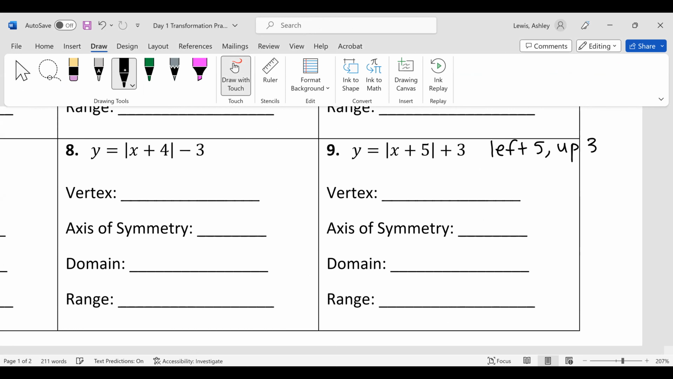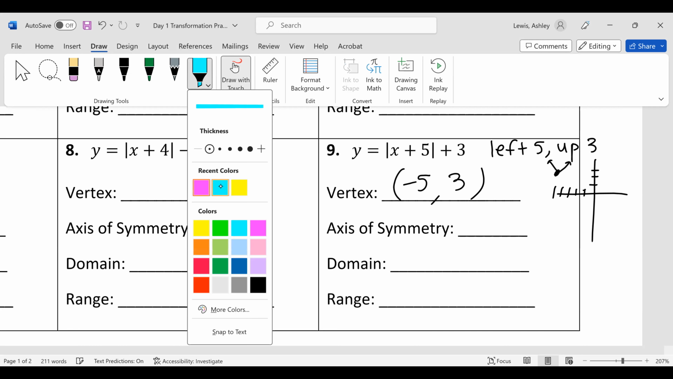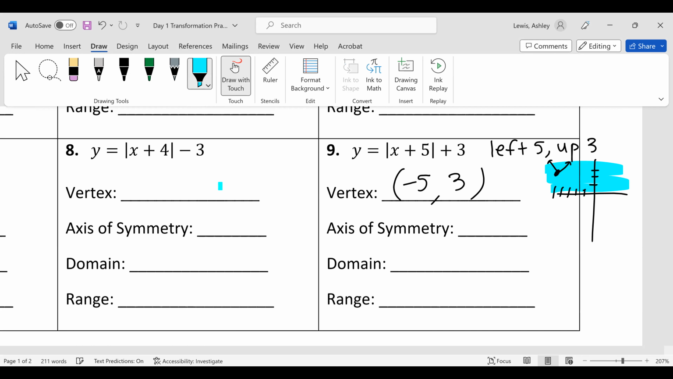So if it went to the left 5, that means it looks like this. 1, 2, 3, 4, 5, and it went up 3. So this is your new vertex right there. That's what your graph would look like. So what's my vertex? Negative 5, 3. So guys, if you want to work quickly through these, instead of having to draw a little picture off to the side to see what happened, you can just do the opposite of this number and then this number. That will give you the vertex. Okay?